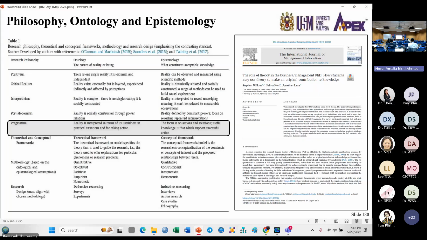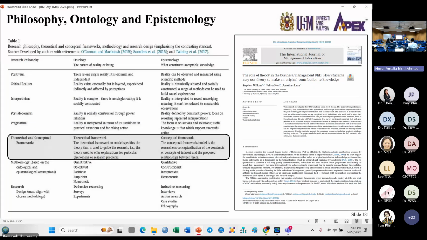And then we have this term called theoretical and conceptual framework. I actually don't like this discussion. Sometimes you have this problem. In Malaysia, you will discuss this for half an hour during a viva. You have a theoretical framework or you have a conceptual framework. To me, it doesn't matter. Conceptual framework is your model. Theoretical framework is the theory you use to develop the model. That should be clear. Okay.